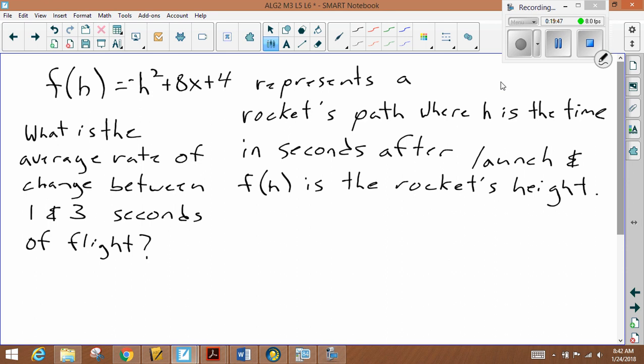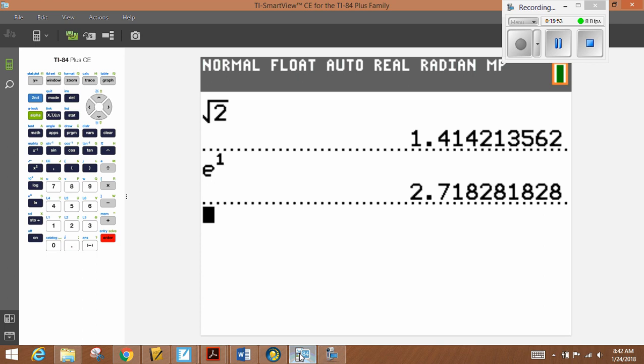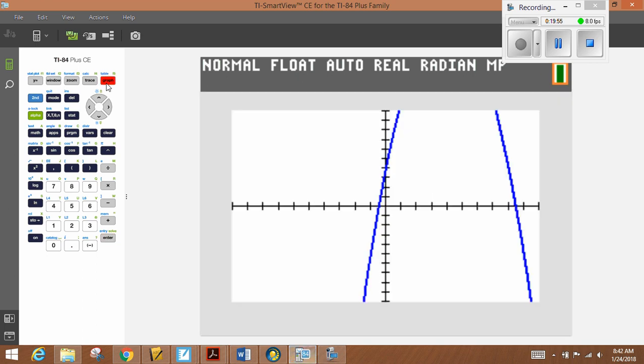So, just real quick, let's look at what this thing looks like. If I was to put it into my graphing calculator, this actually looks like this. So I could zoom out a little bit, but you can see it looks like what a rocket's flight looks like, right? It goes up in the air, and comes back down somewhere, and serves whatever purpose you set out to do.